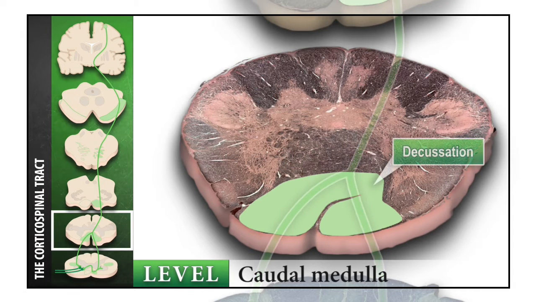At the junction of the medulla and the spinal cord, most, 85 to 90% of fibers cross the midline in the decussation of the pyramids. These crossed fibers go on to form the lateral corticospinal tract. Uncrossed fibers, 10 to 15%, descend as the anterior corticospinal tract.